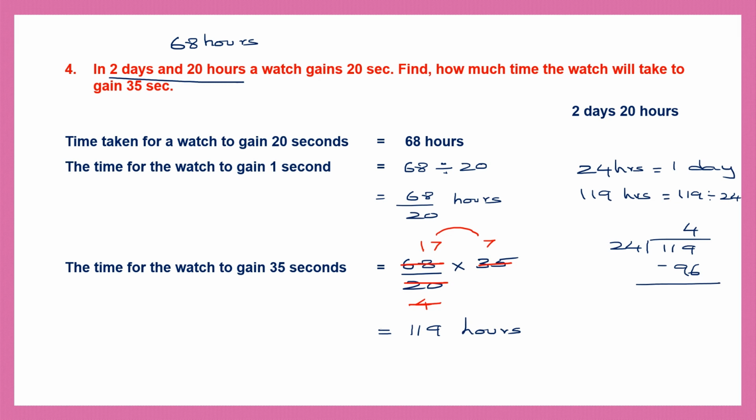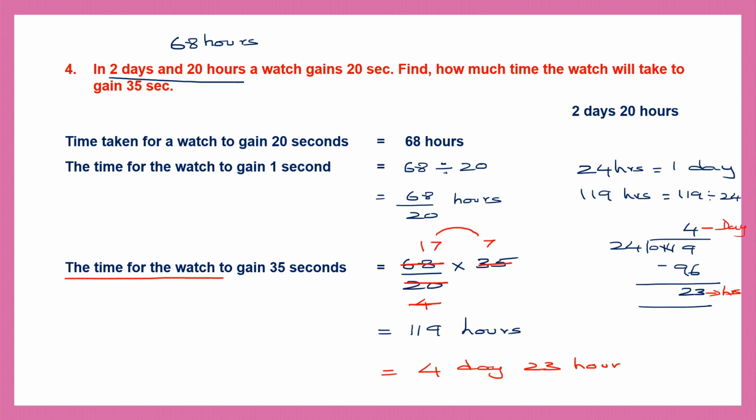Okay. Now let's subtract. 9 minus 6 is 3. Now here we have to borrow. 11 minus 9 is 2. So let's stop with that. Now our quotient will be days and our remainder will be hours. So now what do we have there? We have 4 days and 23 hours. 4 days, 23 hours. So we have got the answer.